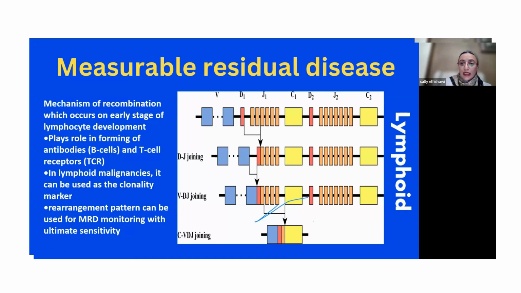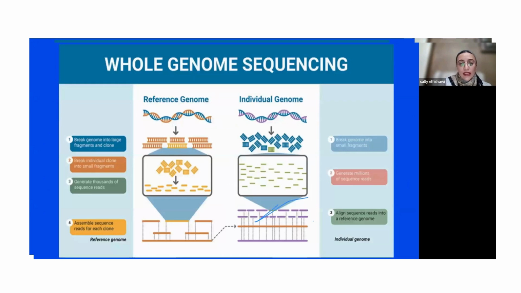So for measurable residual disease monitoring of lymphoid malignancies, we go for the TCR and BCR rearrangements, the VDJ rearrangements, also via NGS. I will end with the whole genome sequencing. This is a qualitative method. It's not quantitative. However, it gives us an overview of all the genes throughout the whole genome without prior knowledge of the targets at hand.